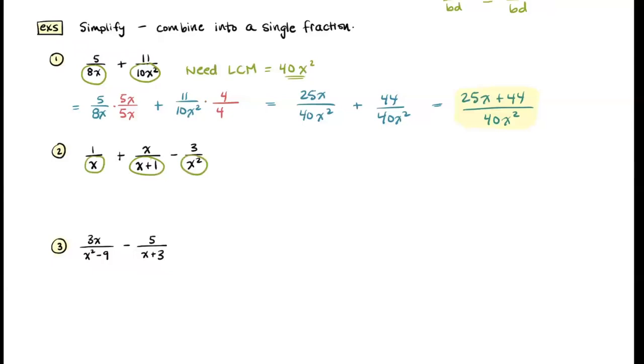Okay, so let's look at the least common multiple of x and x plus 1 and x squared. Okay, if it were just x and x squared, just like in the previous example, right, we would just have x squared as the LCM. So that's going to be part of our LCM, or least common multiple, or lowest common denominator, I guess we could call it LCD. But also here we have x plus 1.